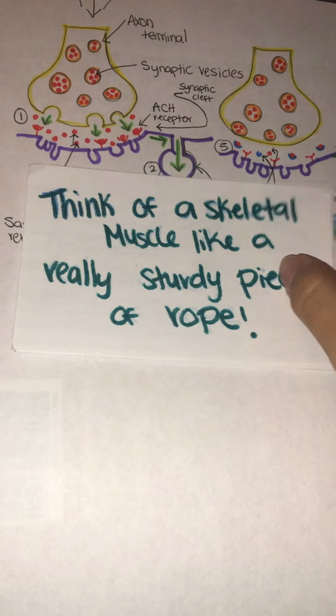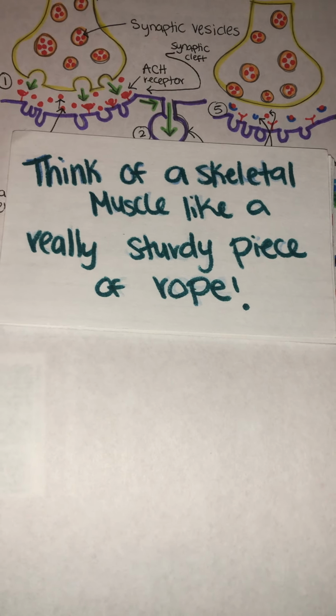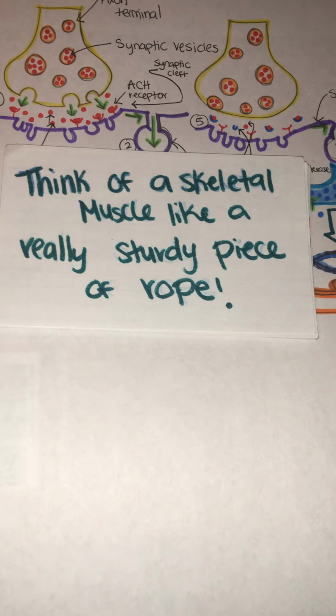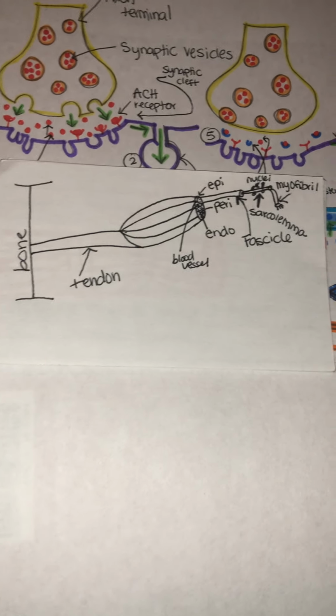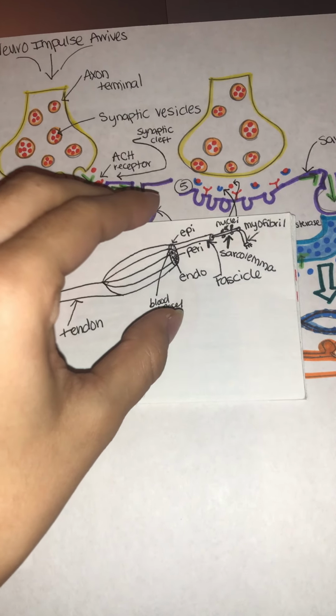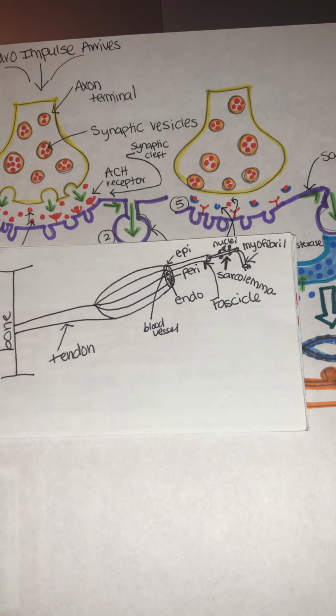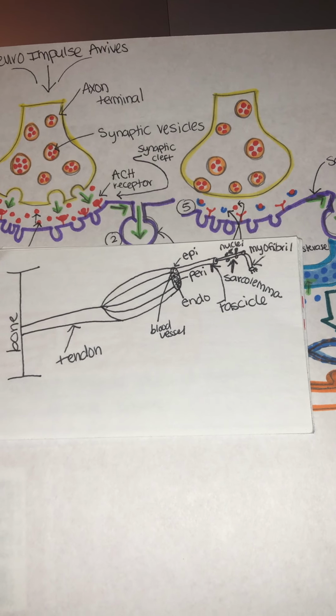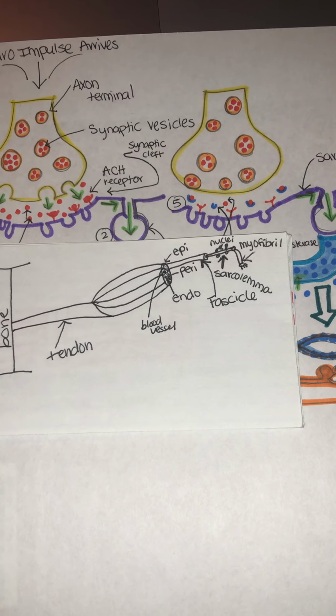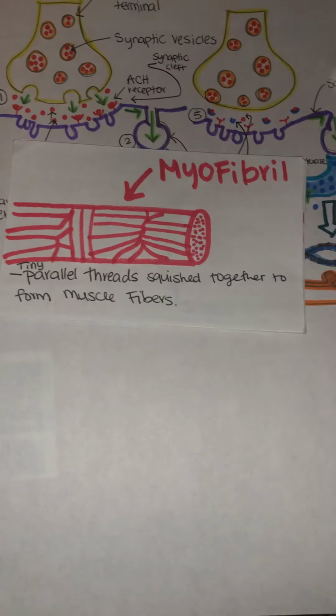So here is my picture that I drew, but before that I'm going to go ahead and just give you a little more information. Think of a skeletal muscle like a really sturdy piece of rope. And then here I drew, basically, our arm in a way: this is the bone, then there's a tendon attached to it, obviously the muscle, and then there's 3 layers, epi, peri, and endo. We have our blood vessel, the sarcolemma, our myofibril, our fascicle, and so forth. That was just a little picture of that.